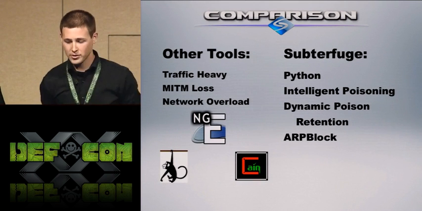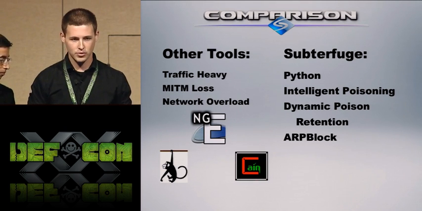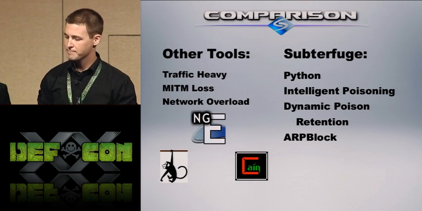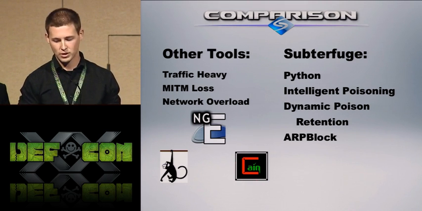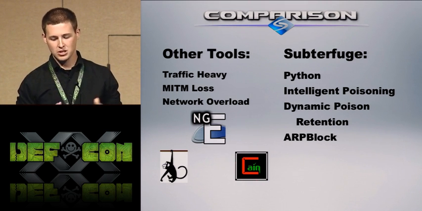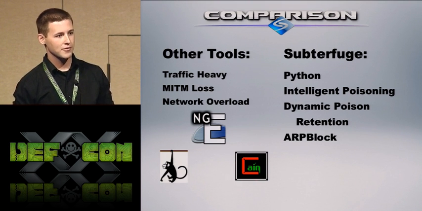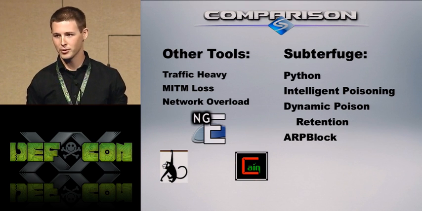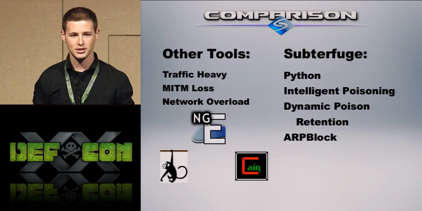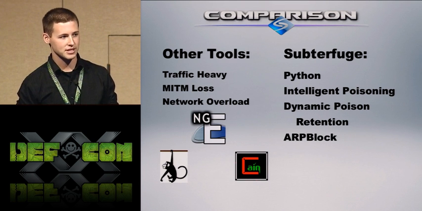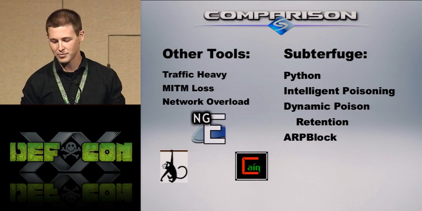All right, so I'm going to go through a comparison of just some of the other tools that are used for man-in-the-middle attacks right now, and then we're also going to touch on what's new and different with Subterfuge. So other tools, as we already touched on, are spewing out ARP packets all the time. If you're on a network that's being poisoned, you could pull up Wireshark and actually watch the sheer number of ARPs coming through and see, hey, this is probably a man-in-the-middle attack.